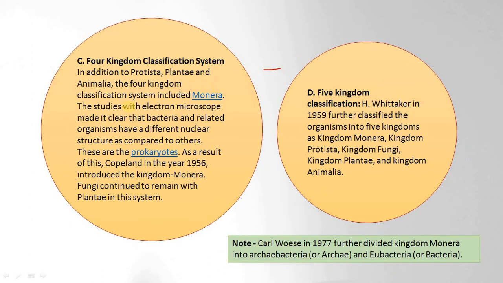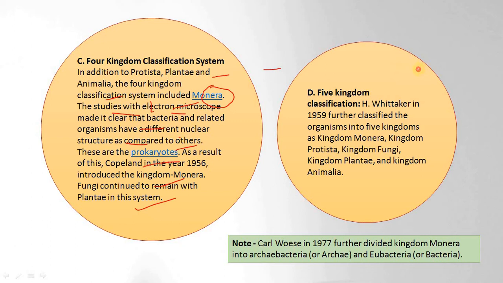Coming to the four-kingdom classification system, in addition to Protista, Plantae, and Animalia, it also included the group Monera. Studies were done under the electron microscope, so that bacteria became visible, and the related organisms were found to have a different nuclear structure compared to others. They are called prokaryotes. As a result, Copeland in the year 1956 included the kingdom Monera. Fungi continued to remain with the Plantae in the system.